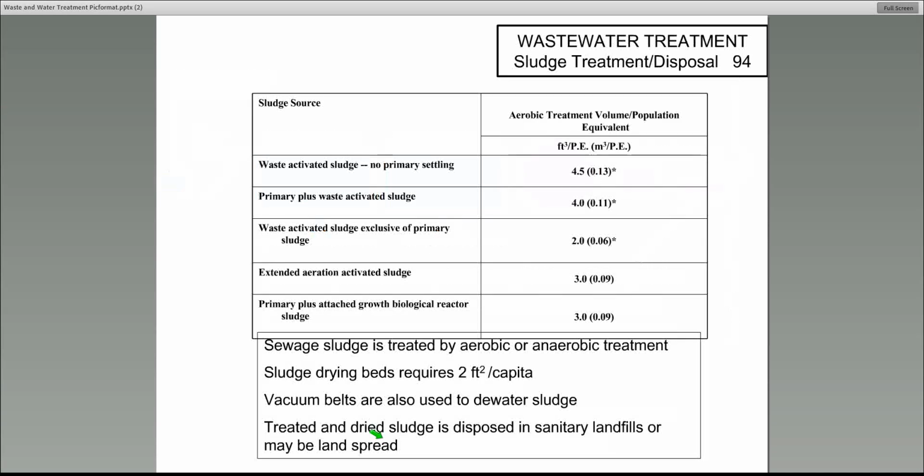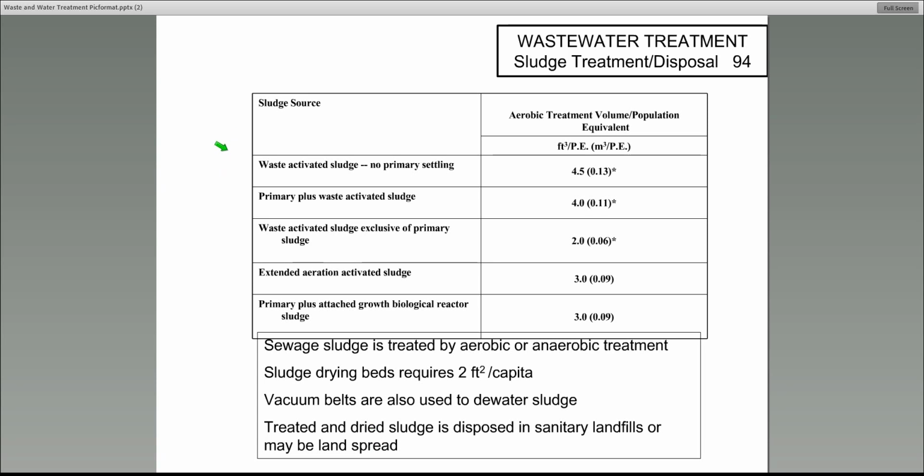Okay, now we're talking about sludge treatment. This is not activated sludge treatment. This is the sludge that would accumulate in the bottom of the settling tank or the bottom of the activated sludge tank or the bottom of the clarifier. So whenever they have to clean it out, they clean that sludge out, and that sludge has to be treated. Okay, this is from the Ten State Standards.